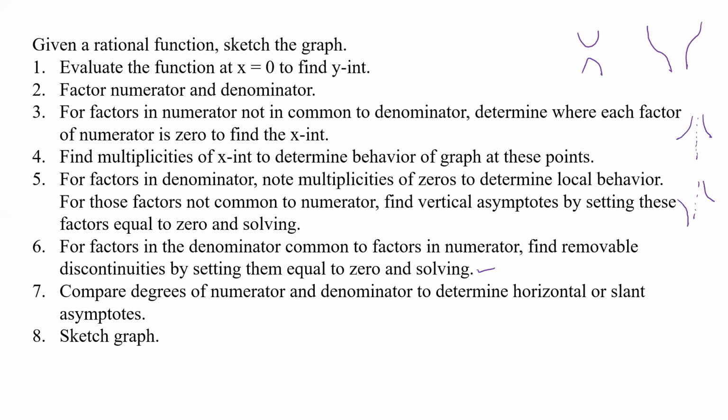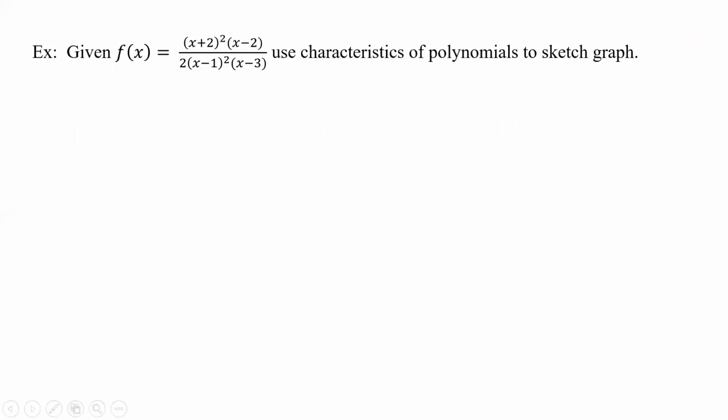Then we're going to compare the degrees of the numerator and denominator to determine horizontal or slant asymptotes. And then we're going to sketch our graph. So we've got quite a bit to do to actually sketch a graph, but once we're done, we can get a rough estimate of how the graph is going to behave. So let's start with this one and actually find all the characteristics, find all the things we need, and then sketch a graph.